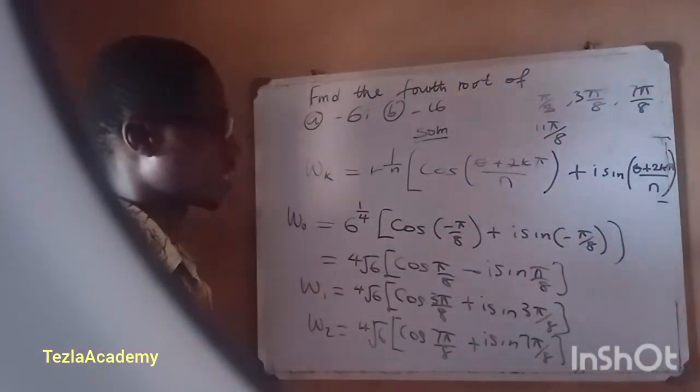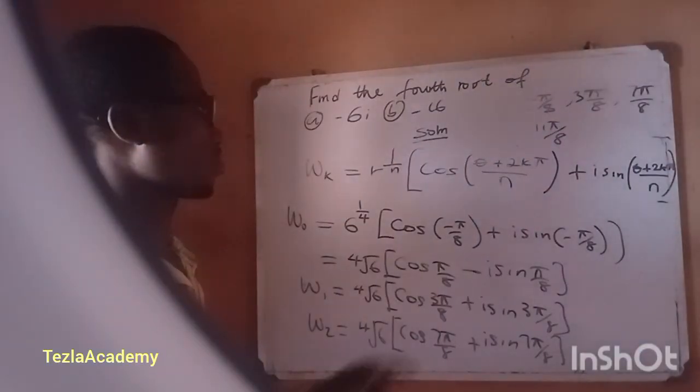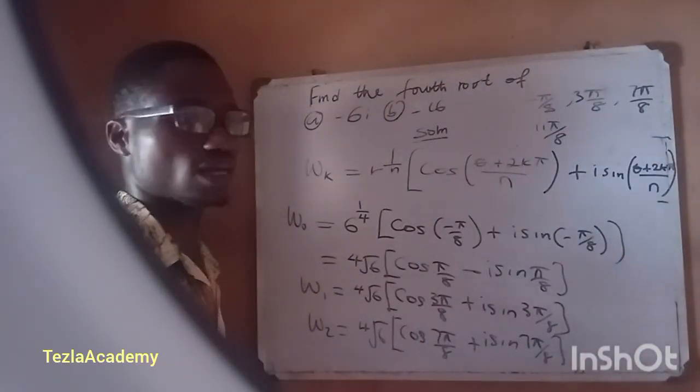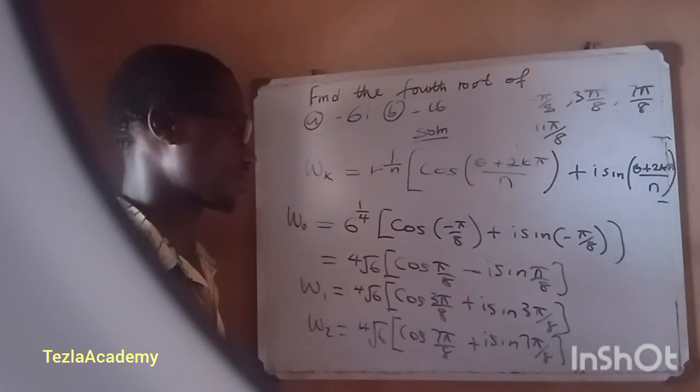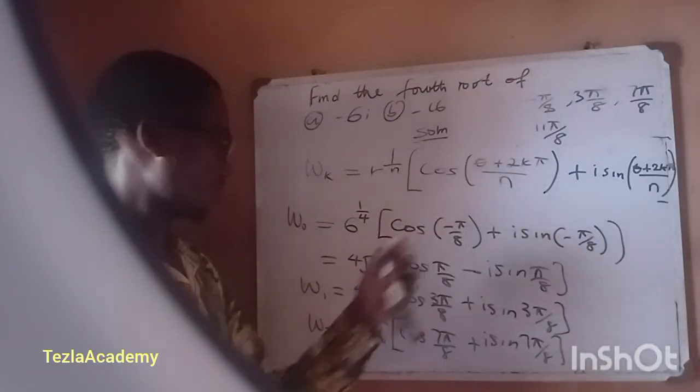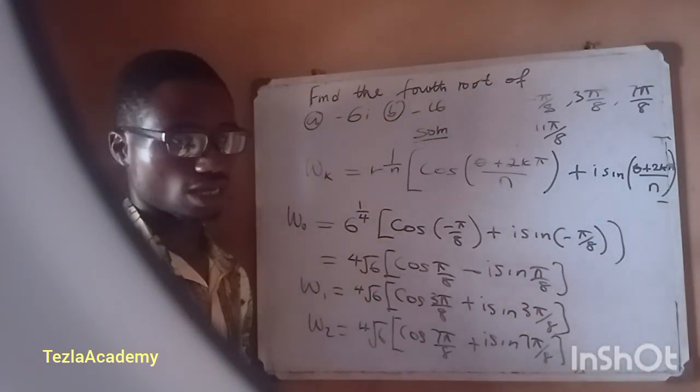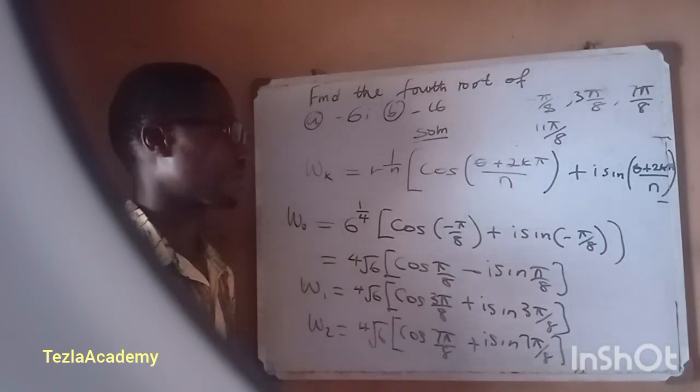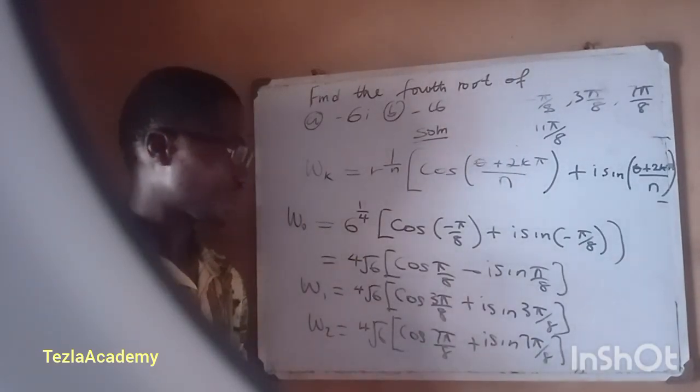So I will leave you the last one, the last one of 11 pi over 8, to do as an exercise. Post it in the comment section. Thank you. So W0, W1, W2, and W3 are the 4 answers we have, because it is a 4th root. So that's how to solve it.